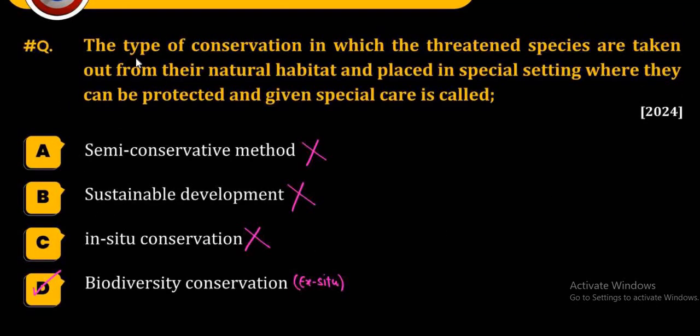Next question. The type of conservation in which threatened species are taken out from their natural habitats and placed in a special setting where they can be protected and given special care is called semi-conservation method, sustainable development, in situ conservation. Option B is correct. Ex situ conservation.